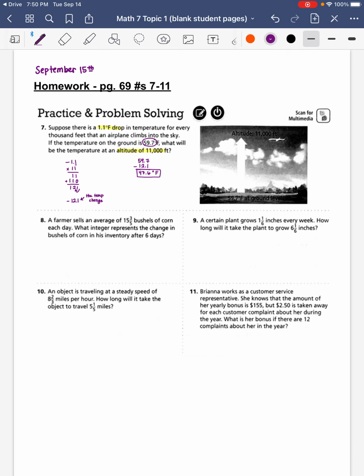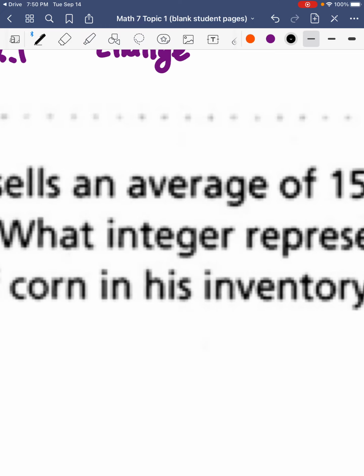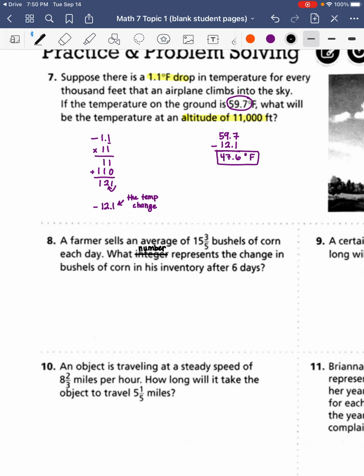Okay, moving on to number 8. A farmer sells an average of 15 3/5 bushels of corn each day. What integer represents the change in the bushels of corn in his inventory after 6 days? And I want you to change this word integer because I feel like that's misleading. Change it to what number? Okay, so now I know that my answer could be a rational number.